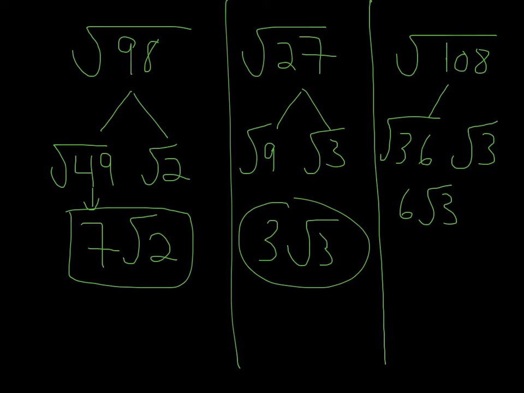However, you may want to consider, if you weren't as quick in doing that one, I'm going to do it again. Square root of 108. Half of 108 is 54, so 54 square root of 2. Let's erase this.